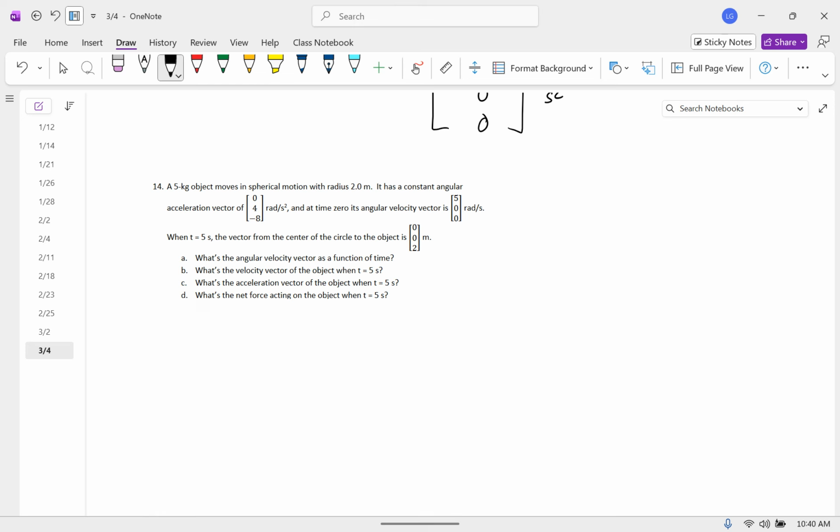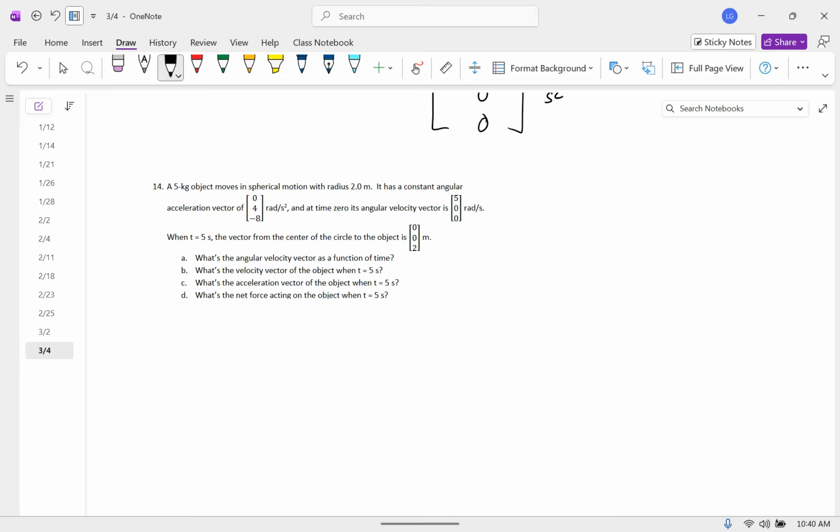And at time 0, the angular velocity vector is this. But then it asks us a bunch of stuff at time 5 seconds. We're given the angular acceleration at 5 seconds because it's constant, but we're not given the angular velocity at 5 seconds. We're given it at a different time. So what we have to do is use the derivative relationship between angular acceleration and angular velocity and the differential equation approach to find the angular velocity as a function of time.